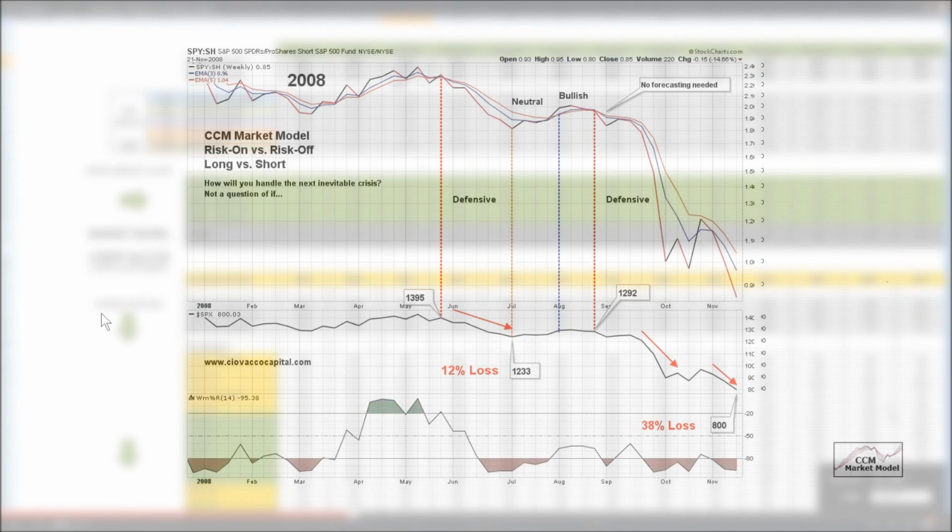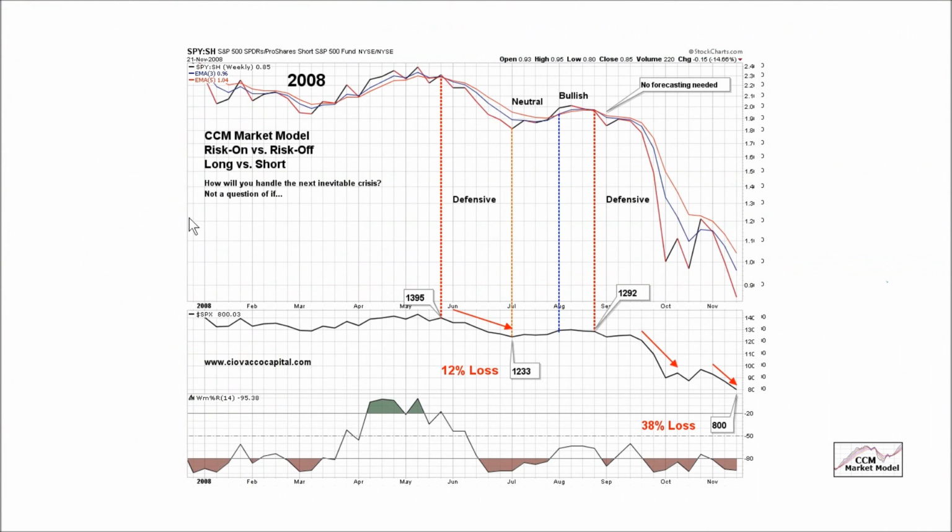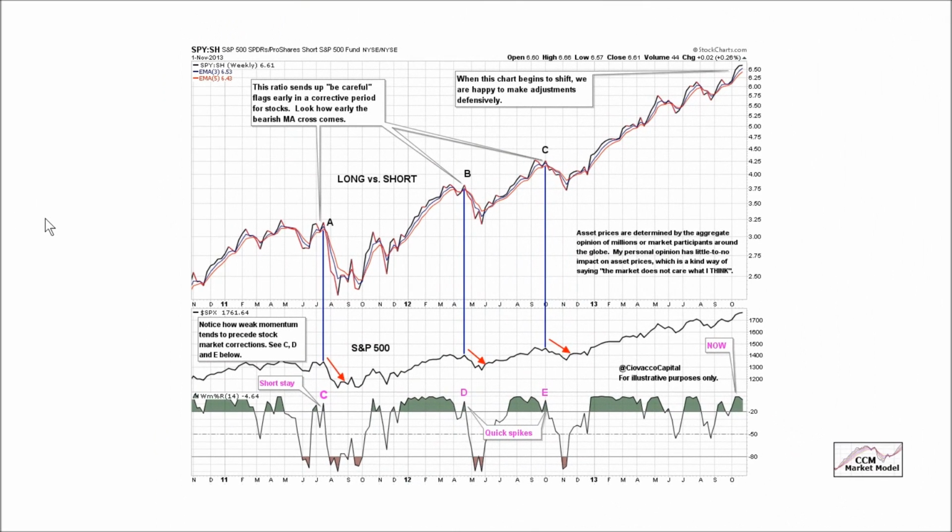Before we review how this chart and the market model were helpful in terms of managing downside risk in 2008, let's switch back to the 2013 chart and explain the basic concepts. This is a weekly chart used in the CCM market model. If you're new to the fold, this looks busy and somewhat intimidating. It's very easy to understand if we walk through it piece by piece.